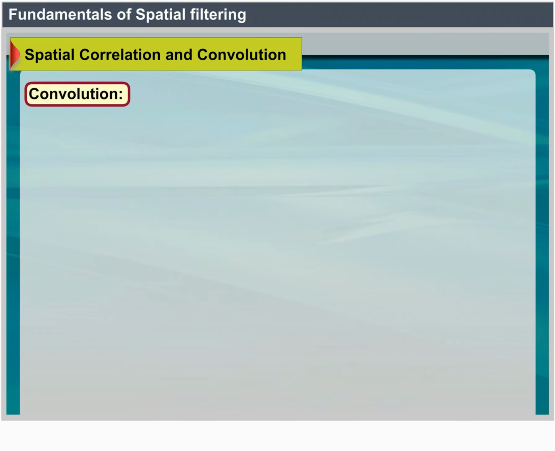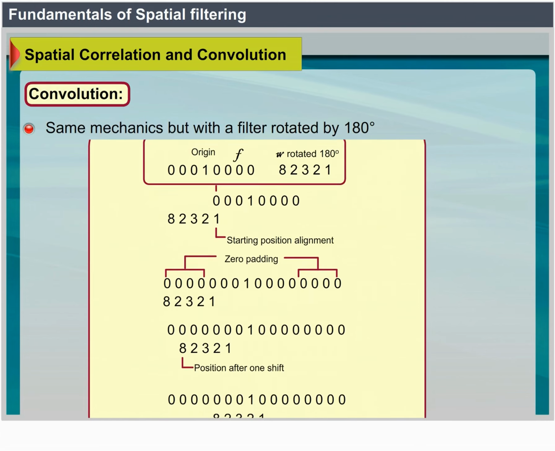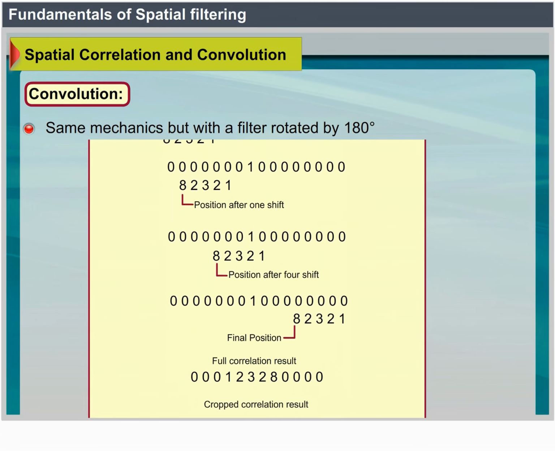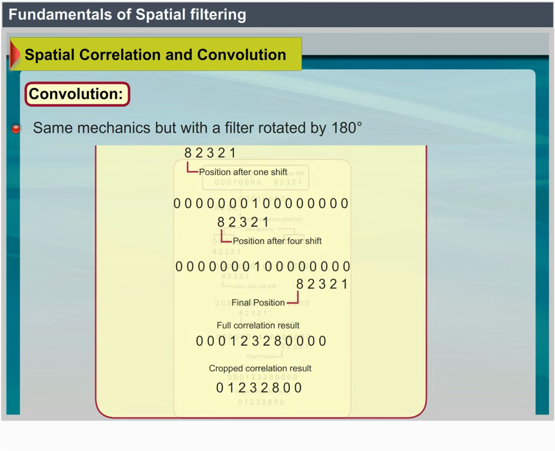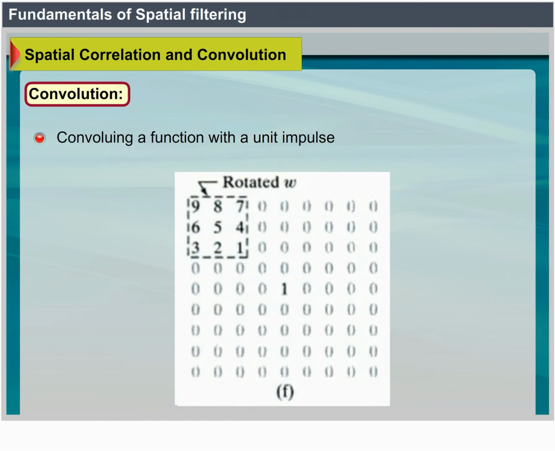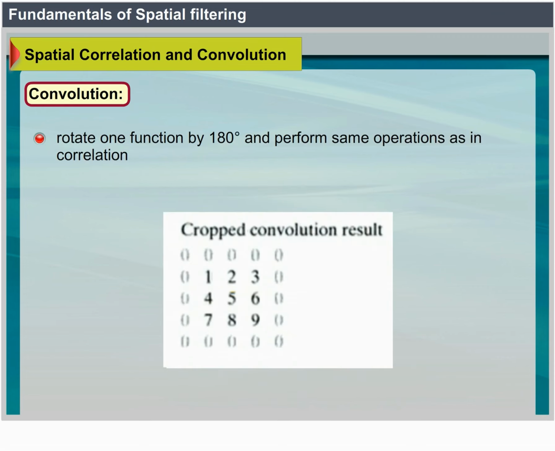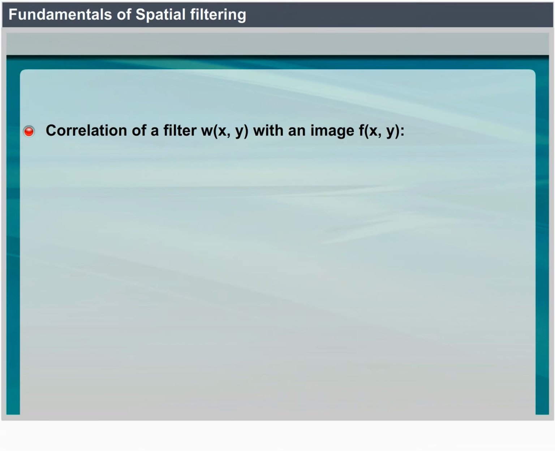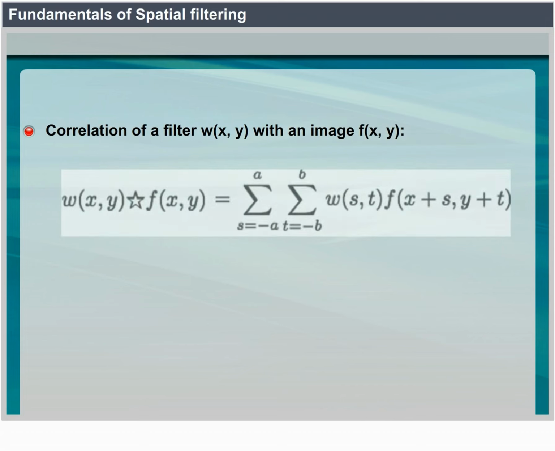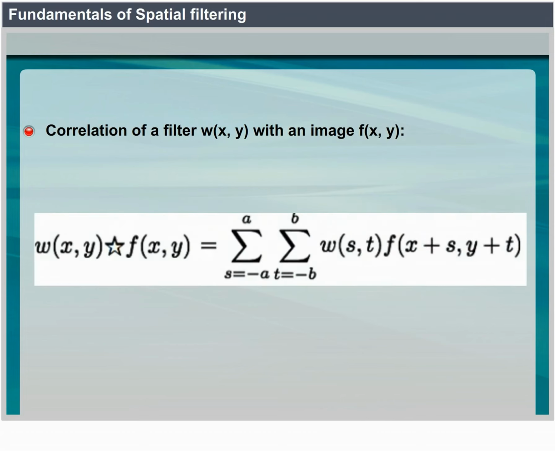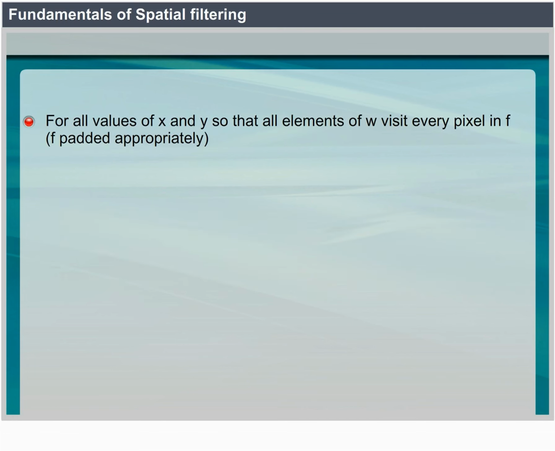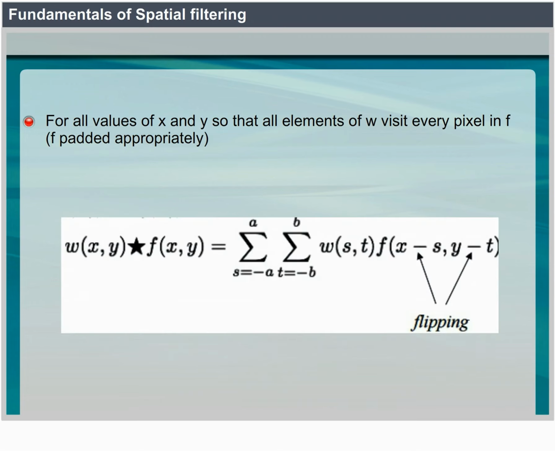The correlation of a filter w of x, y with an image f of x, y is as shown on the screen, for all values of x and y so that all elements of w visit every pixel in f, padded appropriately, as shown on the screen. It is convenient sometimes to write the sum of products as shown on the screen, where wk represents coefficients of an m into n filter and zk represents the corresponding intensities encompassed by the filter, representation for general 3×3 filter masks shown in the picture.